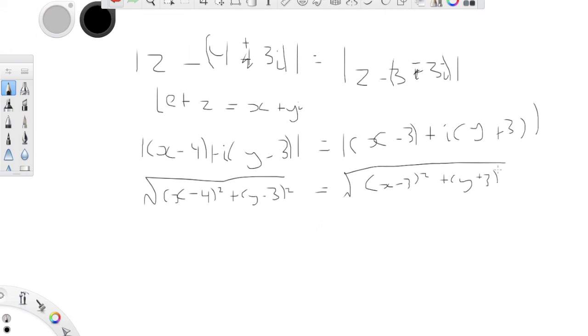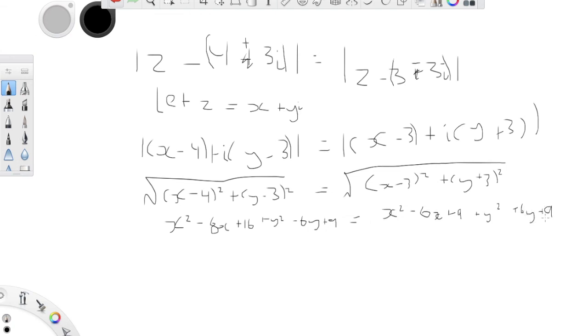So what does this simplify to? If we expand it all out, that's x squared minus 8x, this could be done on a ClassPad if you want, plus 16, plus y squared minus 6y plus 9, equals, and the same thing on the other side, x squared minus 6x plus 9 plus y squared plus 6y plus 9.